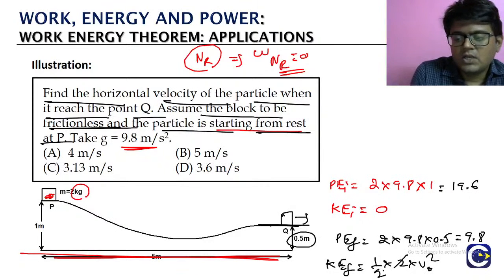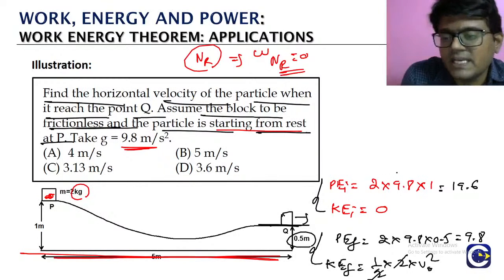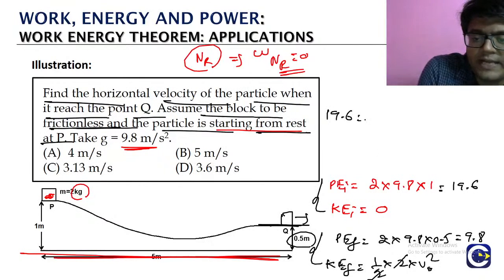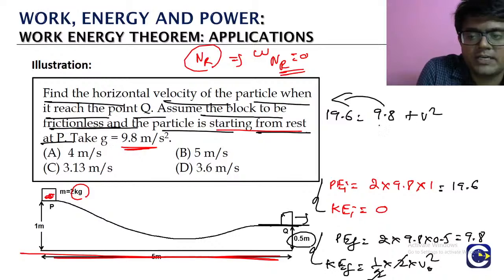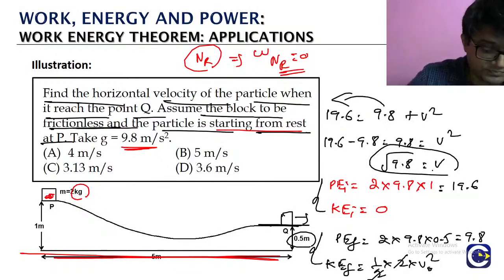Okay, so look at this, 2 cancel aidum. So what do you have? Conservation of mechanical energy principle means P initial plus K initial, that is 19.6 plus 0, is equal to P final plus K final. Then 9.8 plus v square. Let's take 9.8 to the left side, which means it will become minus 9.8. So 19.6 minus 9.8 means just 9.8. That is equal to v square. So v is root 9.8.